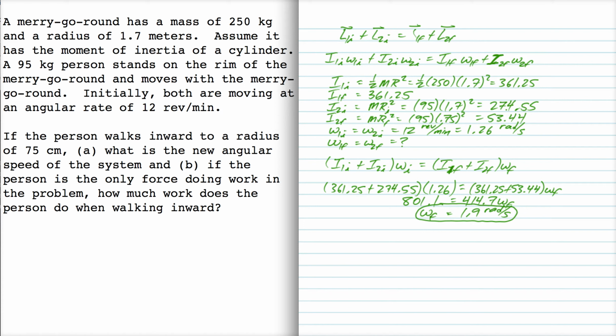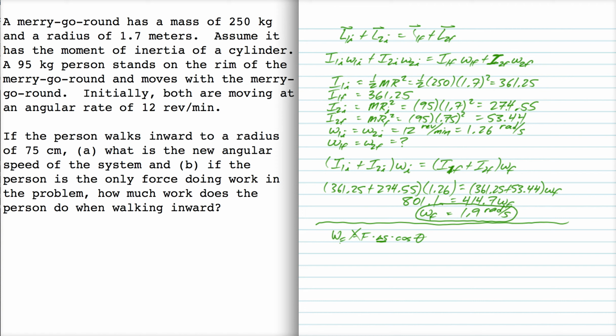Alright, we're not done. It says if the person is the only force doing work, how much work does the person do when walking? Okay, so it's asking for the work done by a force. The work done by a force can be found with F delta S cosine theta, but we have no idea what the person's force is, nor do we have any idea what delta S is. I mean, yeah, she moves 1.15 meters inward, but she's not moving in a straight line. She's curling around in some kind of spiral pattern. God knows what theta is, so forget that.